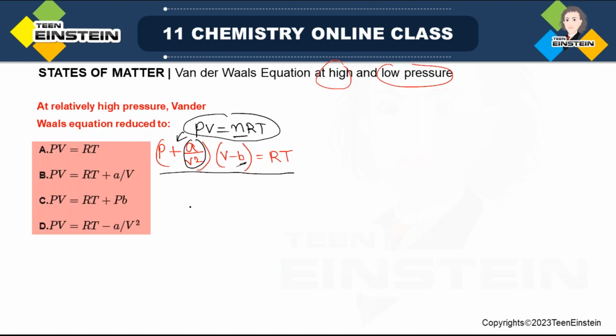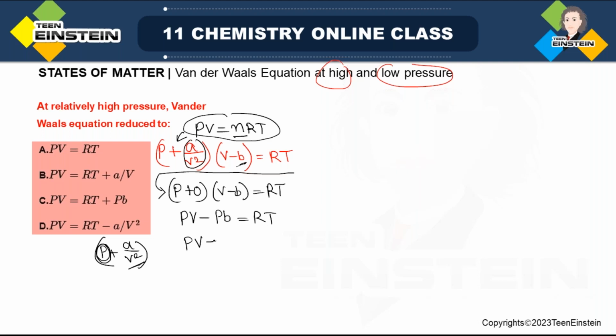When pressure is high, what happens? Now when pressure is high, just focus on this term, P plus a by V square. P is a very high value, so compared to P, you can ignore the a by V square term. If you do not write this term in the Van der Waals equation, the equation changes to P plus 0, times V minus b, equal to RT. Or I can write PV minus Pb equal to RT, or PV equal to RT plus Pb.